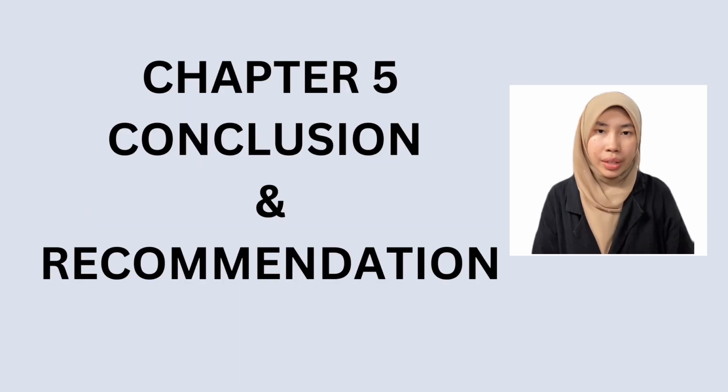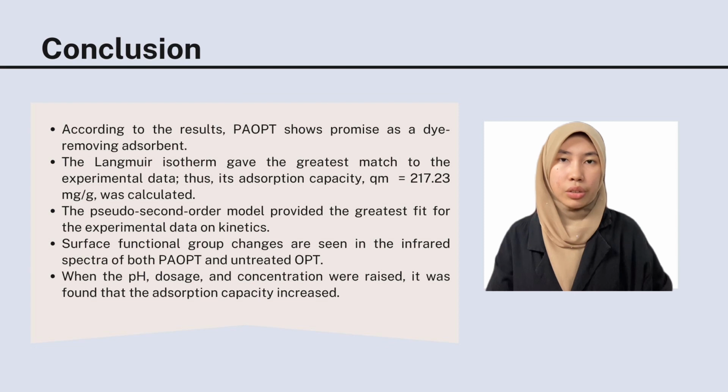Next is Chapter 5, Conclusion and Recommendation. In conclusion, we can say that PaOPT shows promise as a dye-removing adsorbent according to the results. The Langmuir isotherm gives the greatest match to the experimental data, thus its adsorption capacity of 217.23 mg per gram was calculated. The pseudo-second-order model provides the greatest fit to experimental data on kinetics. Results of FTIR and scanning electron microscopy for PaOPT after adsorption show the malachite green was successfully removed from aqueous solutions, and when pH, dosage and concentration were raised, it was found that adsorption capacity also increased.